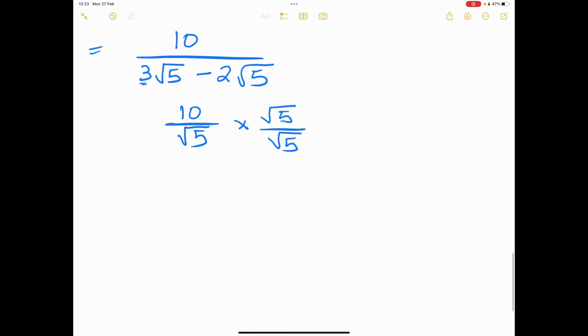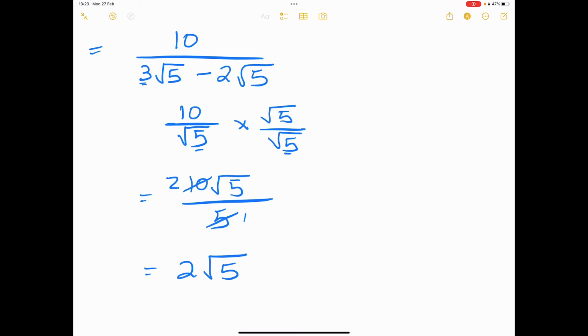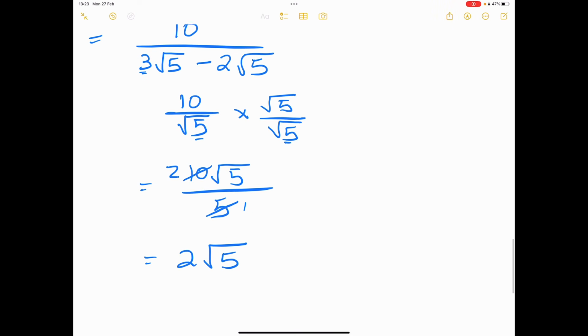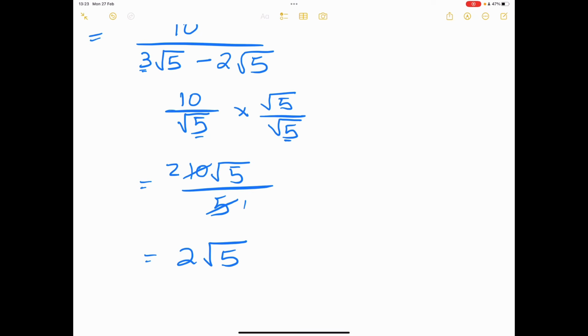And what do I have? I've got 10 multiplied by root of 5. That's 10 root of 5 divided by square root 5 multiplied by square root 5. That would give me 5, right? So 5 into itself once and into 10 twice. So my final answer would simply be 2 root 5. I hope that makes sense, ladies and gents, that you've been able to get that.